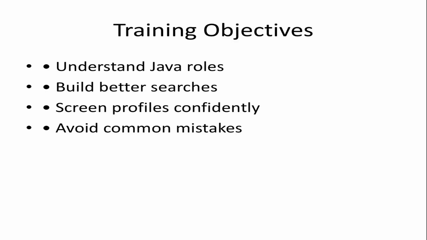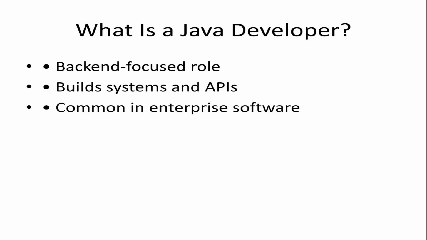So, training objectives. By the end of this training, as a recruiter, you should feel comfortable identifying Java developers, building better searches, and screening profiles with confidence. In this training, we are focusing on real recruiting scenarios, not computer science theory. Everything here is meant to help you make better sourcing decisions faster.